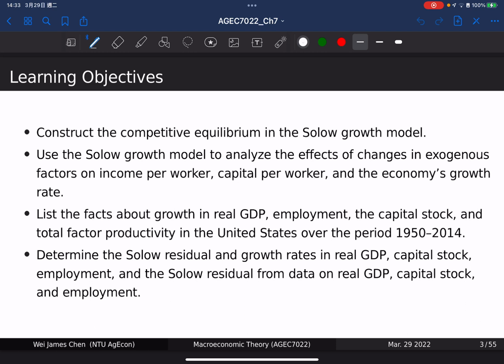And then we will construct the competitive equilibrium for the Solow growth model. And again, we'll use this Solow growth model to analyze the effect of a lot of different experiments, again, how those exogenous variables change the endogenous variable. And then we will talk about something called growth accounting. Basically, we talk about the growth in real GDP, employment, capital stock, and total factor productivity in the US over the period of 1950 to 2014. And then we'll talk about how the Solow residual is related to the growth rate in real GDP. And lastly, it's not listed here because it's originally in the appendix, we'll talk about a model called the endogenous growth model or endogenous saving model.